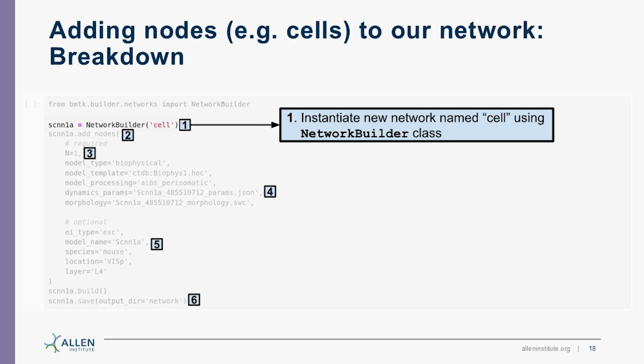So first, you instantiate the network using the name cell. You can put whatever name you want to define your network as. This name will be the one that your network files will be named after, if you look at the network folder in the AWS machine. For that, you use the network builder class. This network builder class is the same whether you are creating a point neuron or a population level network or any of the options that you have in BMTK.